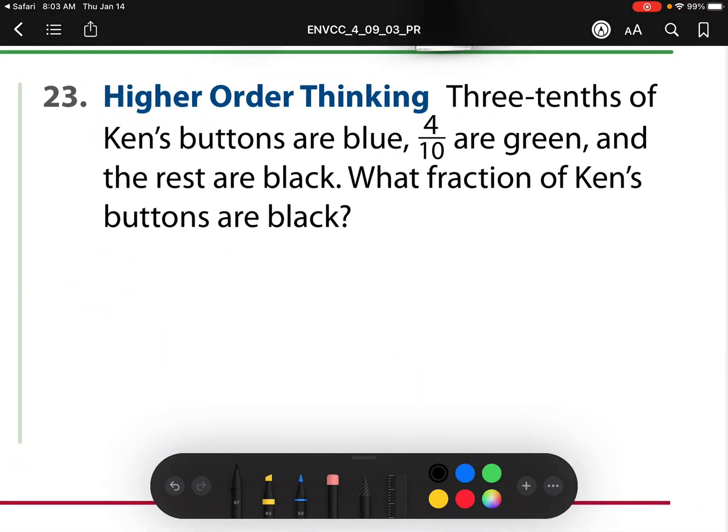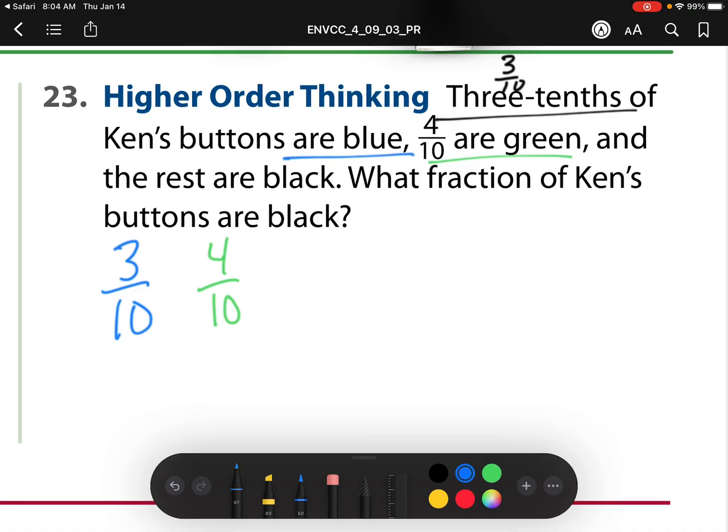23, 3/10. So I'm going to just write it as 3/10, so I know it's that number, are blue. So I'm going to put 3/10 are blue. 4/10 are green. And what's nice about doing all iPads, I can color code these. And the rest are black. What fraction of the buttons are black?